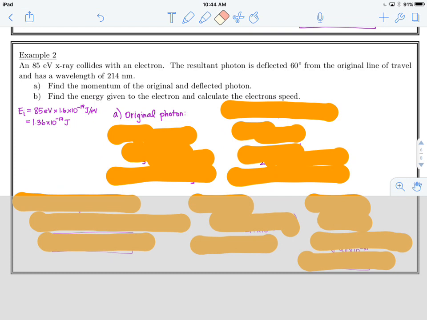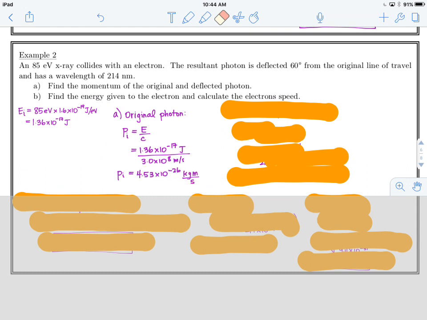And again, we have an energy. So the simplest way to do this is to say that the momentum of the initial photon is equal to E over c. This is a straightforward calculation. We take our energy, 1.36 times 10 to the negative 17, we divide it by the speed of light, and we get the momentum of our initial photon.